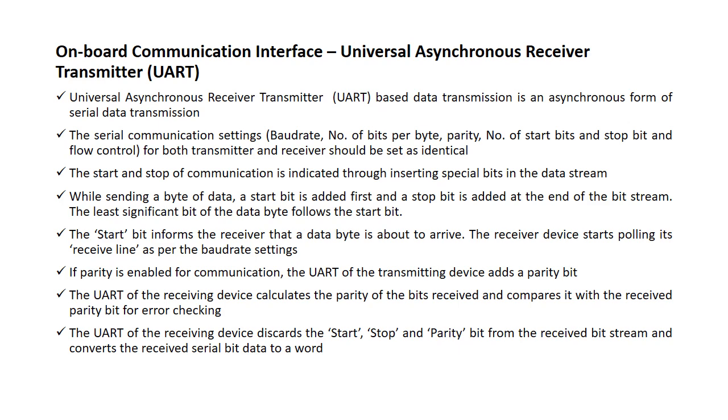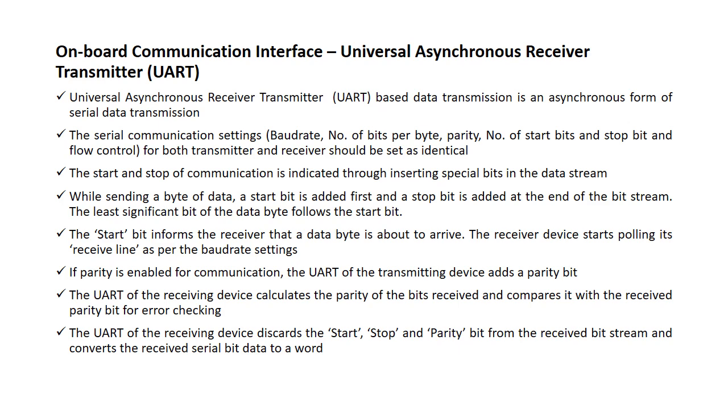If parity is enabled for communication, UART of the transmitting device adds a parity bit. Now this parity bit is an additional bit again which is added for error checking. So what happens is, this parity bit is used by the receiver to check whether there is any error in the transmission. Now how it works? Now if the data byte has even number of ones, parity bit will be 1. If the data byte has even number of ones, parity bit will be 0. Okay, assume that the data byte has odd number of ones and the parity bit will be 1.